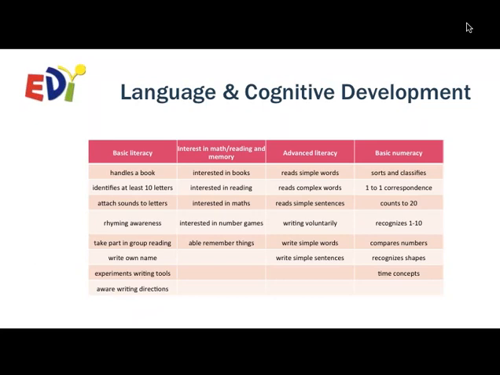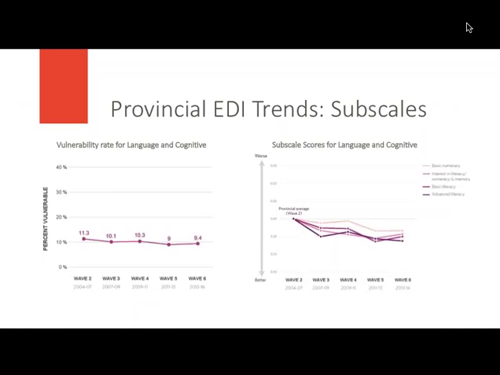Okay, so what do we see? In the whole province, as you all know, because it's the one thing that's kind of a provincial good news story, the vulnerability rate has been going down over time for the whole scale, language and cognitive development, from 11% down to about 9%. And if you look at the 4 subscales, that trend of going down is something that's unlike the other 3 scales where we look at the subscales. In this case, that downward trend, that trend of getting better over time, shows up for all 4 of the subscales.